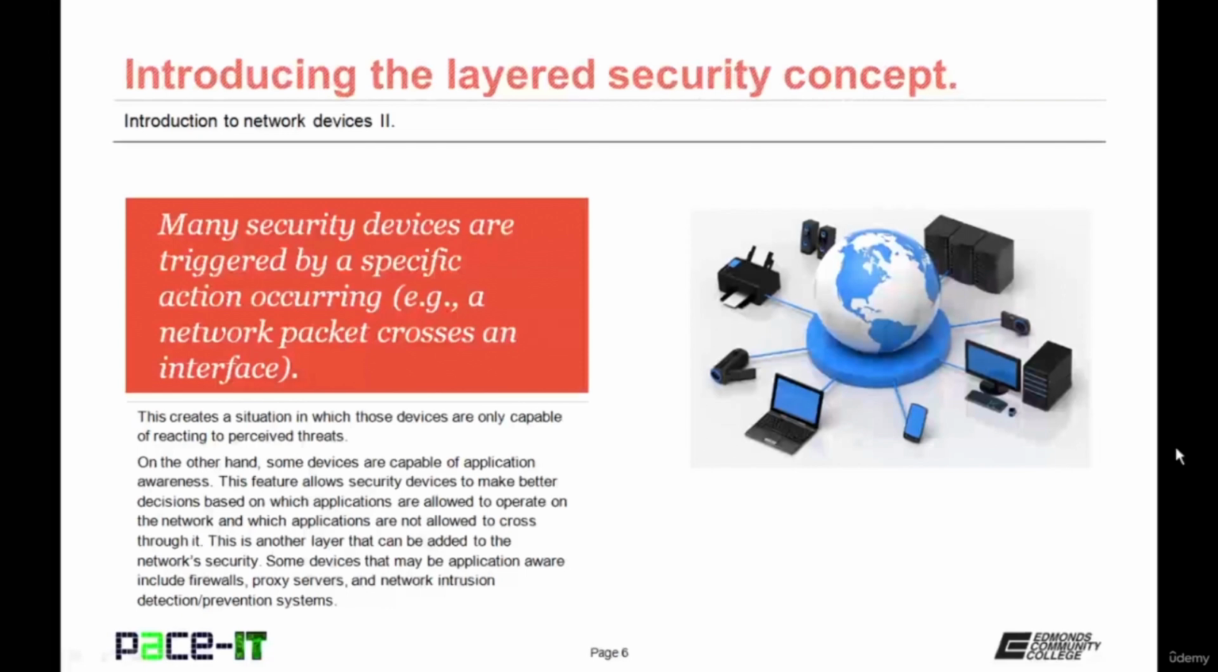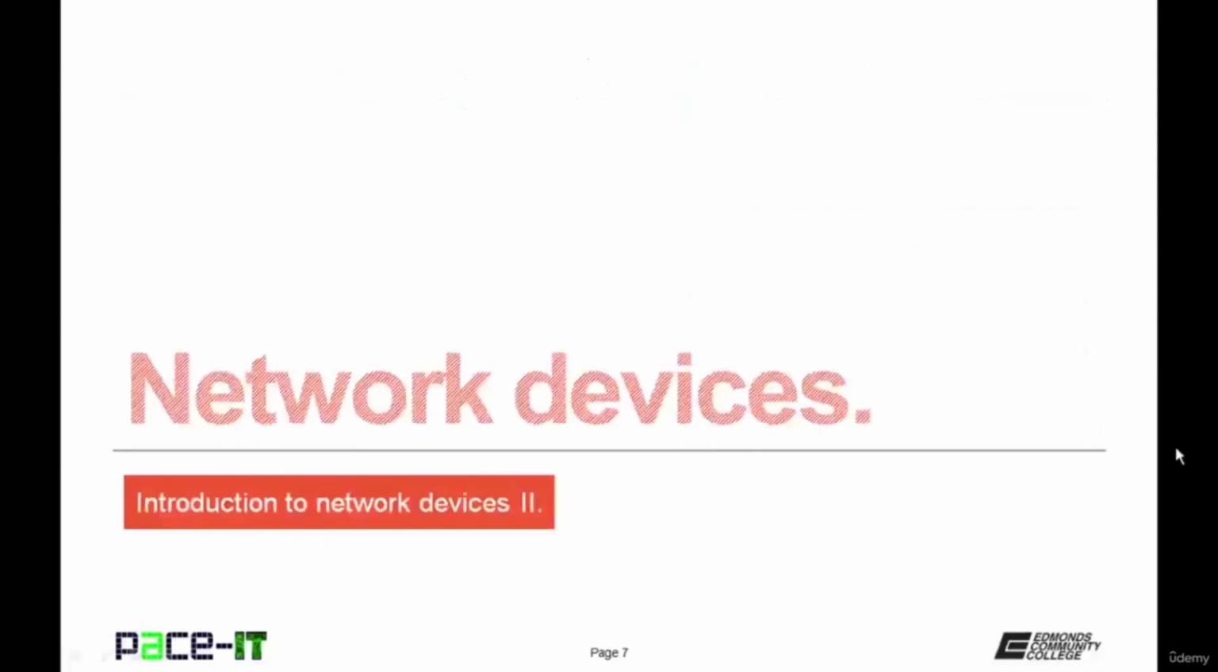Some devices that may be application aware include firewalls, proxy servers, and network intrusion detection systems or network intrusion prevention systems. With that, let's move on to some network devices.